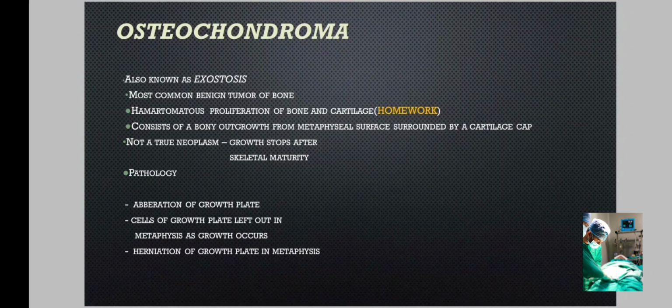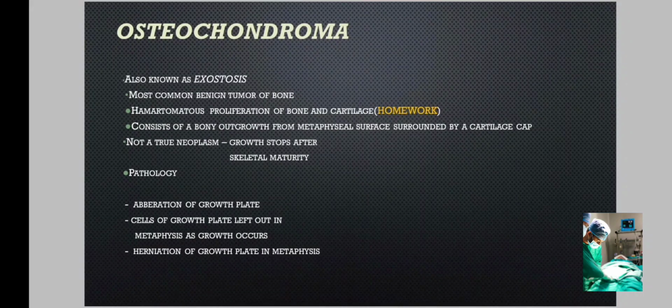As you know, in any bone there are some growth plates which give rise to the length of the bone and they grow rapidly. Sometimes what happens is some cells of these growth plates are left out in the metaphysis, and as the child is growing up until the skeletal maturity, which comes at around 18 years, these cells continuously grow, and thus these tumors grow up until the skeletal maturity and then stop.